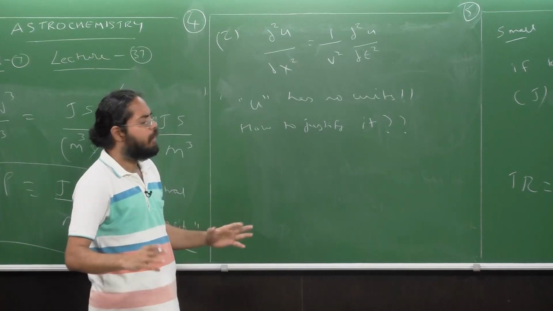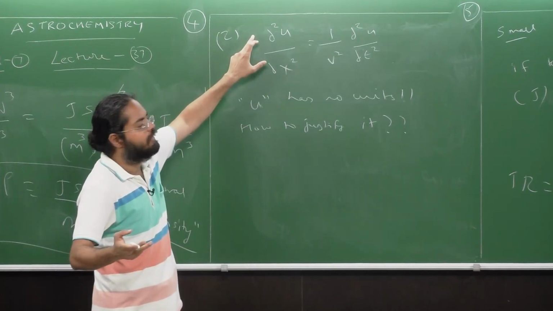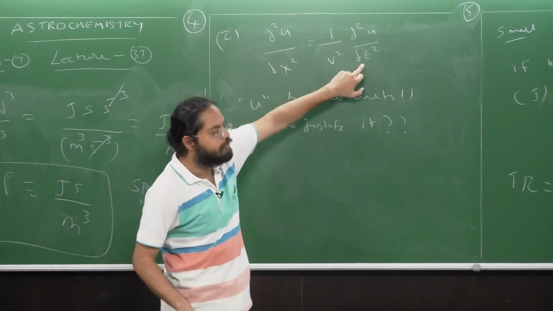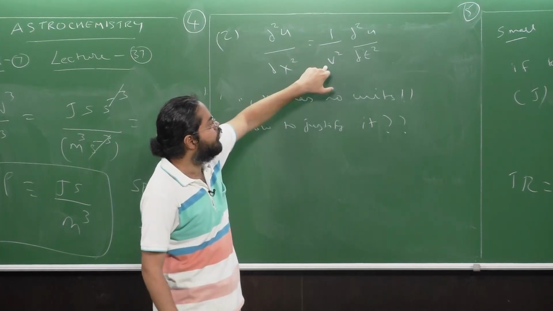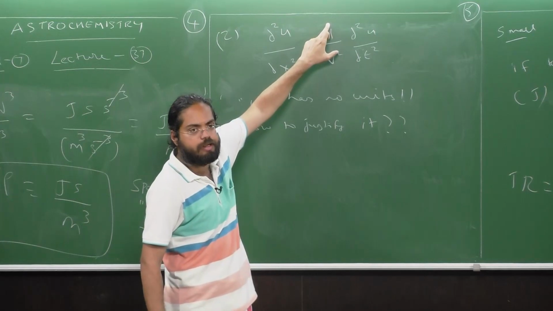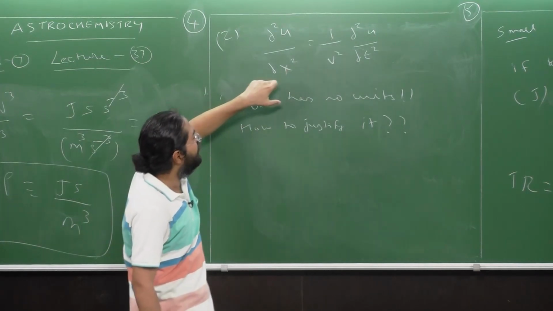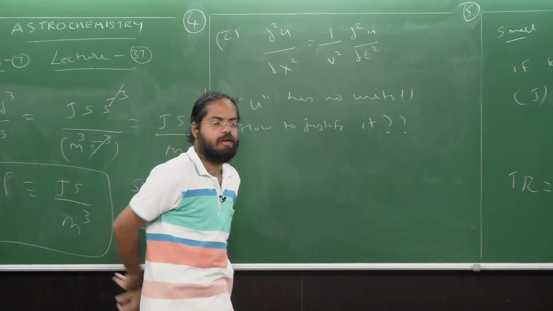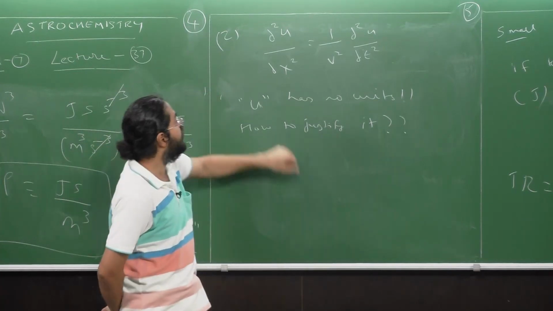See, after all, if U has no unit, we understand that this is going to be per second square, and this is going to be second square per meter square. So the second square and second square get cancelled out. This will be per meter square, and this is per meter square. It makes perfect sense. But it makes perfect sense only when U has no units.